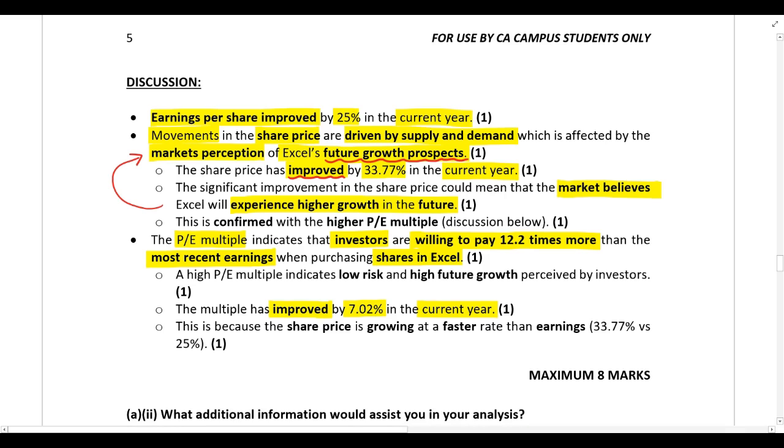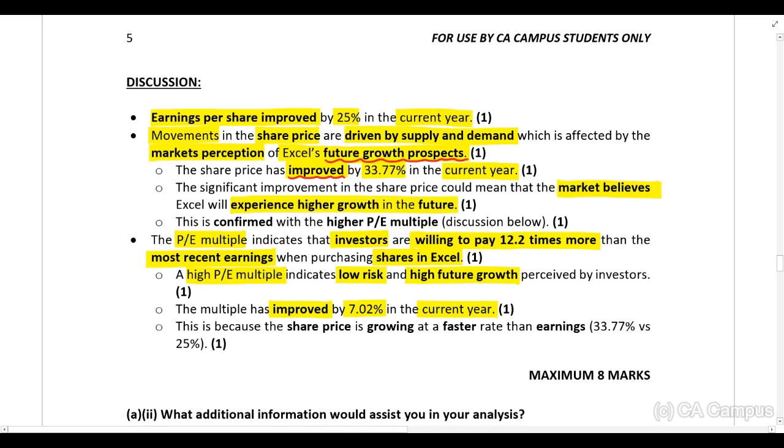Now guys, we can take this interpretation. Remember, first we interpret, then we compare to a benchmark. This interpretation over here, we can actually elaborate a little bit further on, because we know that a high price earnings multiple either indicates that the company is low risk, or it indicates high future growth perceived by investors. So the fact that the price earnings multiple has improved from the prior year to the current year, and you can see we can actually tie this back to what we said with the share price above.